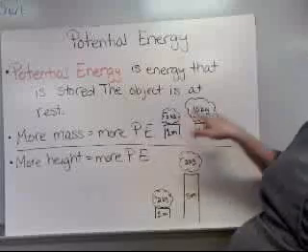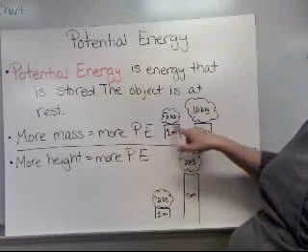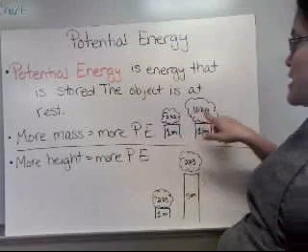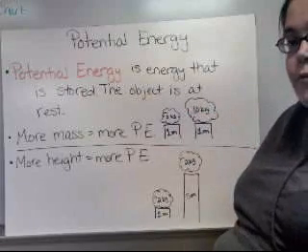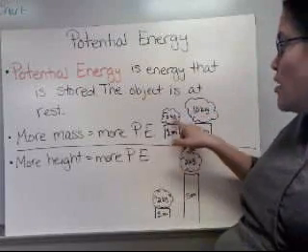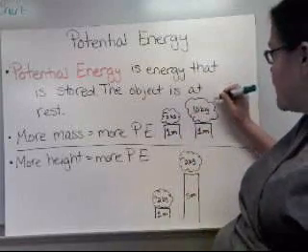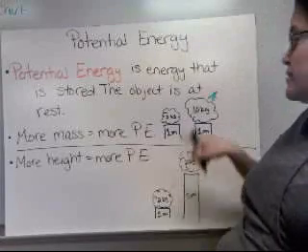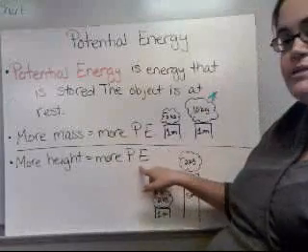So here we have two objects. They're both 1 meter in the air. One has a mass of 2 kilograms, and one has a mass of 10 kilograms. So which one will have more potential energy? 2 kilograms or 10 kilograms? 10 kilograms, right. So the bigger object has more potential energy. That's our winner.